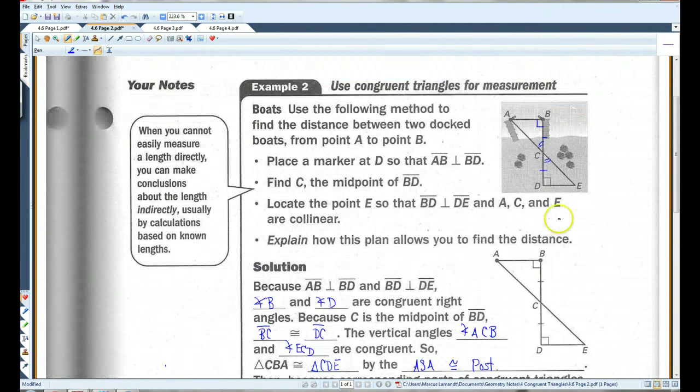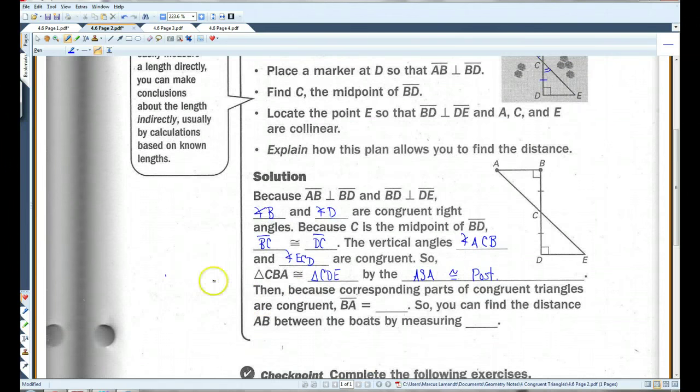Now notice, even though these are right angles or right triangles, we're not using hypotenuse leg because we don't know anything about the hypotenuses of the triangles. We have two angles and a side in between the two angles, so we're using ASA. Then, because corresponding parts of congruent triangles are congruent, CPCTC, that's this reason, BA equals DE. So you can find the distance AB between the boats by measuring DE. Okay?